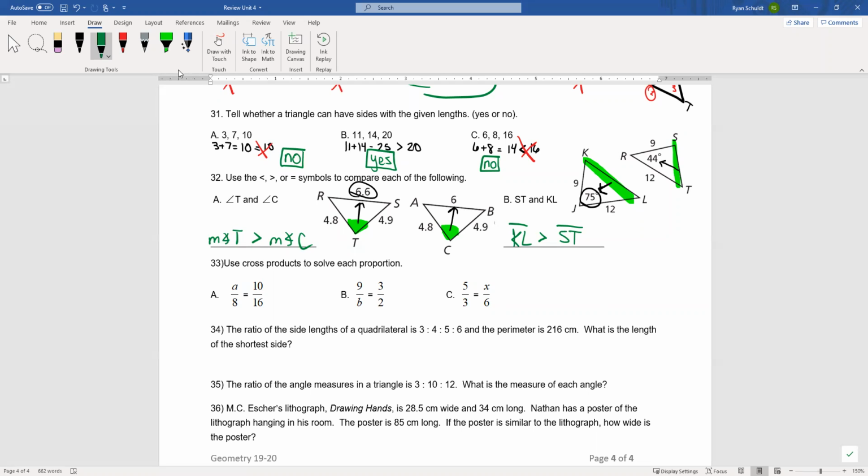Okay, so for 33, we have to do the cross product or the butterfly method, or cross multiplying, whatever you call it. That's what we've got to do. So we need to do A times 16, which we can just say is 16A. It's going to be equal to 8 times 10. So that's 16A equals 80. Divide by 16, and we end up with A equals 5.